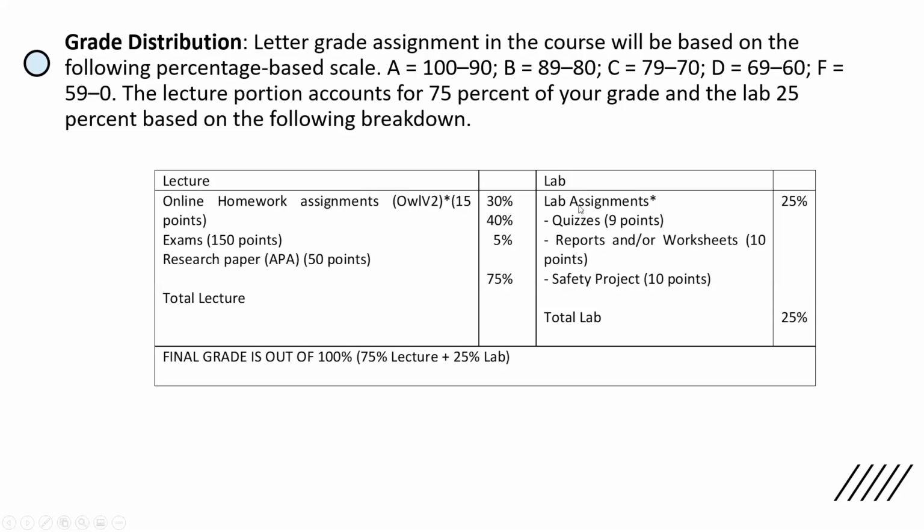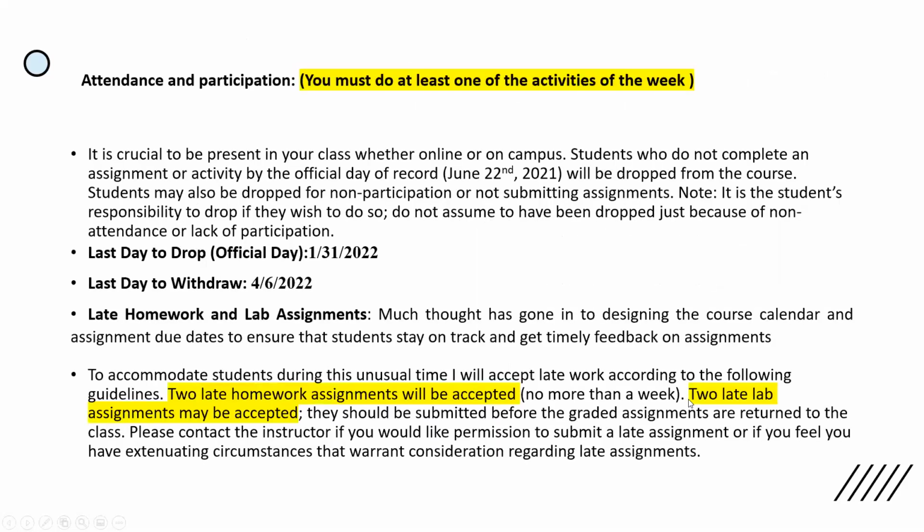In the lab, you will have lab quizzes that will be 9 points each, reports and or worksheets that are worth 10 points, and a safety project in the first week that is 10 points. The safety project will be in APA style. The attendance and participation is very important. You must do at least one of the activities of the week to be considered present.